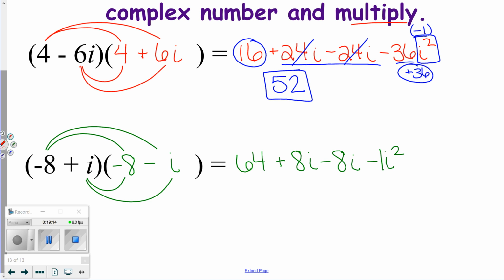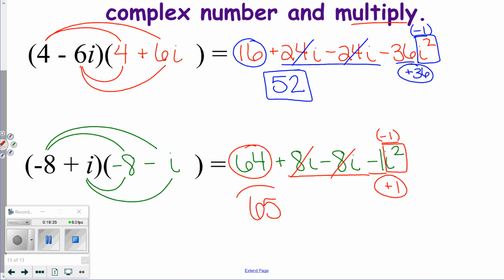All right, cleaning this up then, my like terms in the middle, 8i minus 8i, those will be gone. I know i squared is the same thing as negative 1. So negative 1 times negative 1 is a positive 1. And 64 plus 1 is 65.